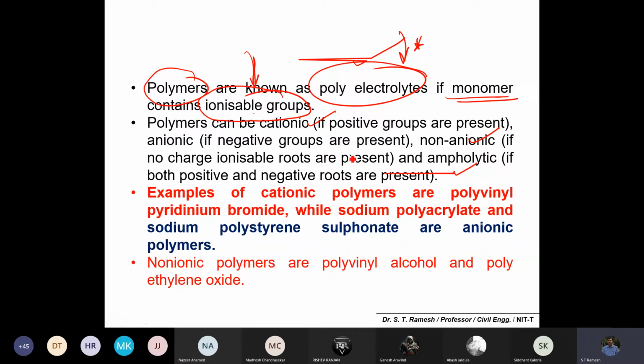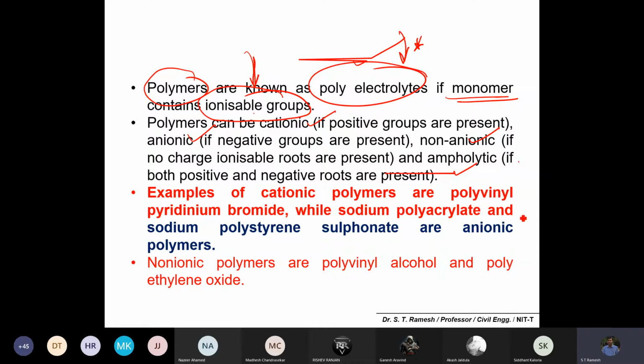If positive groups are present, you can call it cationic polymers. If negative groups are present, that is called anionic polymers. If no ionizable charges are present, you can call it non-ionic. And if both positive and negative groups are present, you can call it ampholytic polymers. Please make a note on what polyelectrolytes are. It's very simple: polymers which contain ionizable groups are called polyelectrolytes, and based on the charges, positive, negative, no charges, and both charges, you can classify them into cationic, anionic, non-ionic, and ampholytic polymers. Is it fine?